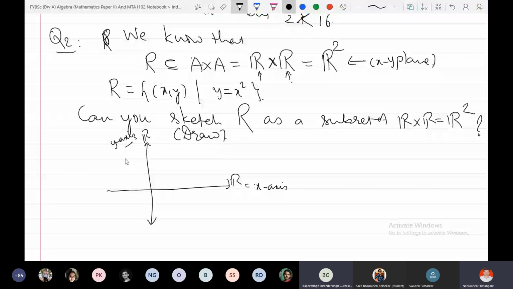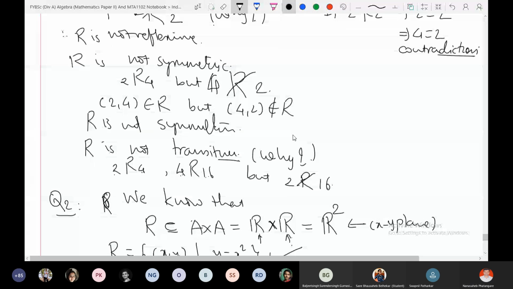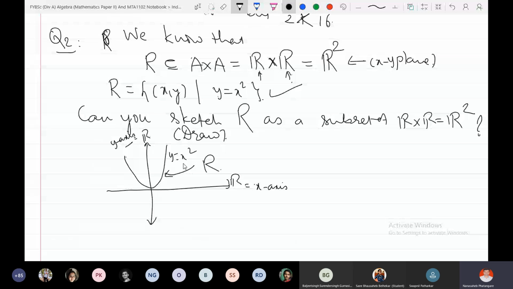So what are all the points which satisfy this condition? The parabola y is equal to x square. Right, so now I can sketch the relation as a subset of the R cross R plane. So this parabola is actually the relation R. All points on this parabola satisfy this condition. Is it clear? Now the question is clear. So very good. Therefore you can actually see the relation as a set in the plane. This is the interesting thing you can understand.